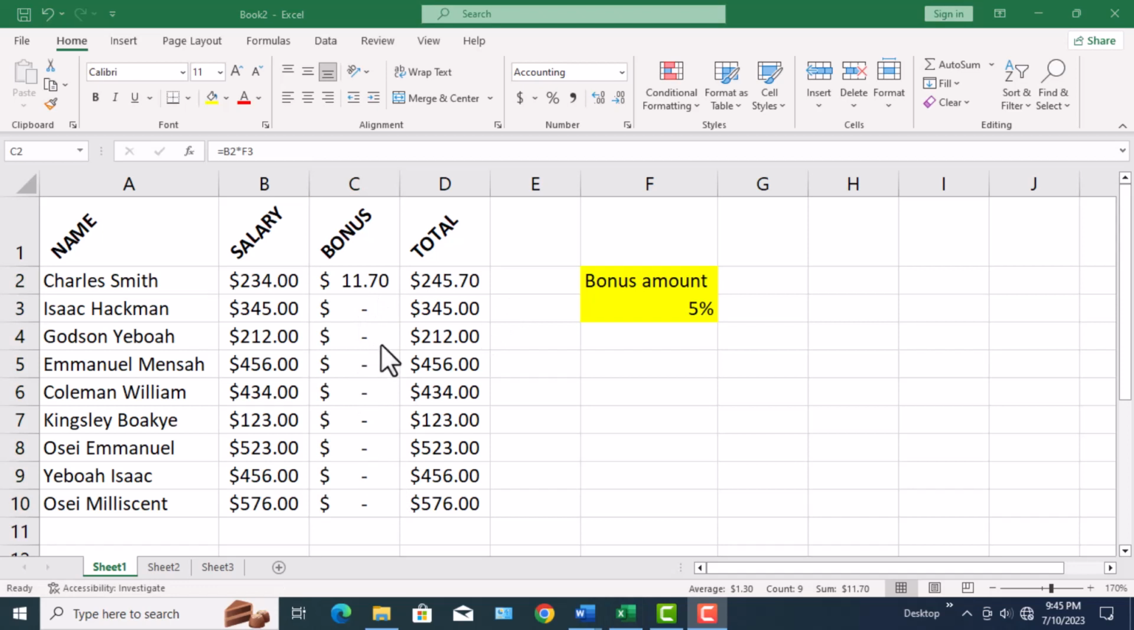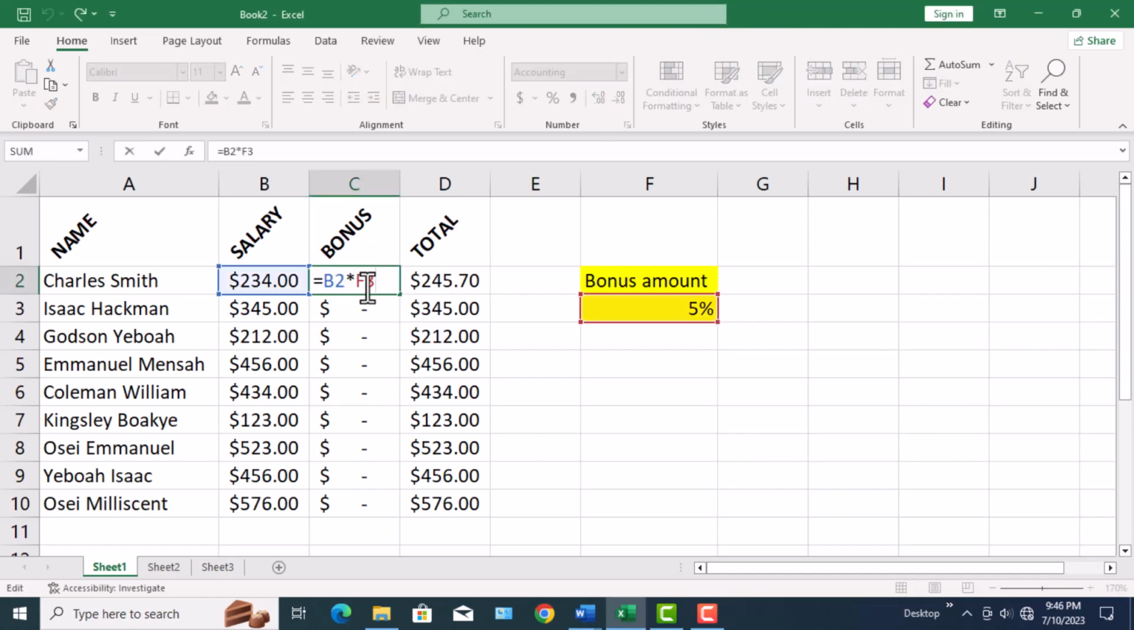As you can see, there is an error here. We are not getting the figures. Now we ask ourselves the reason why. Let's check the formulas here. The first one is B2 multiplying F3. We have 5% in F3. So B2 times F3 is 234 times 5%, which gives us the result.